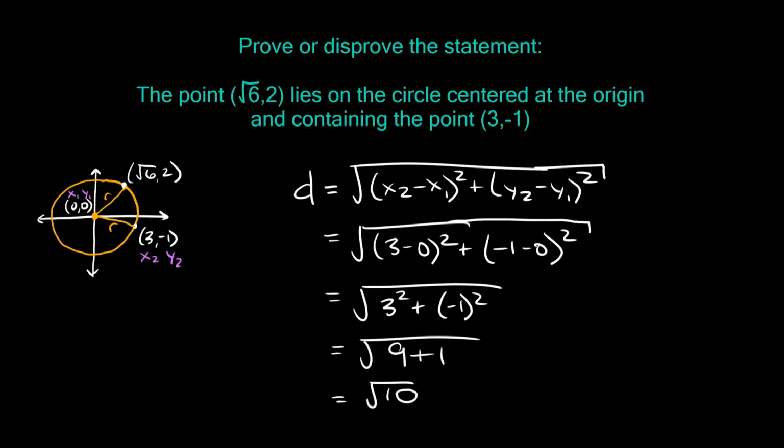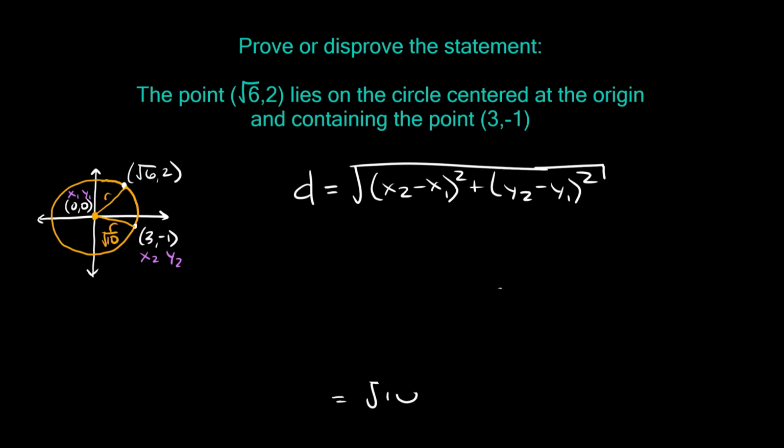So this radius from the center to this spot right here, (3, -1), is equal to the square root of 10, okay? Now, let's check the distance from the origin to our other point over here. So let's delete some of this stuff, so we can label this other point now. This will now be x2 and y2.